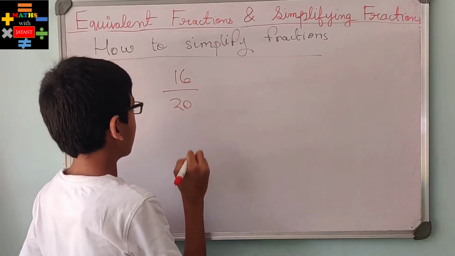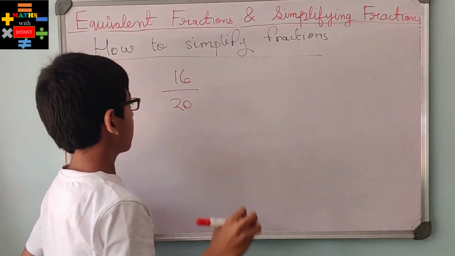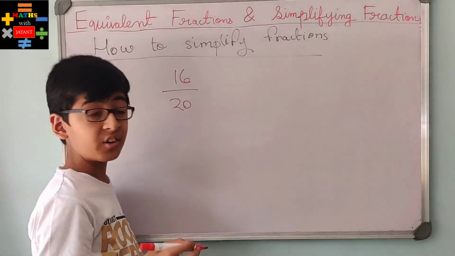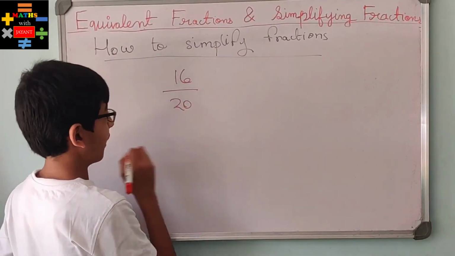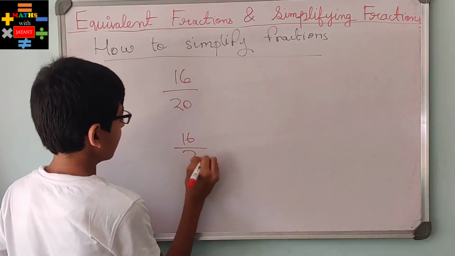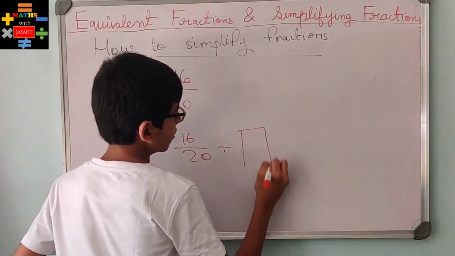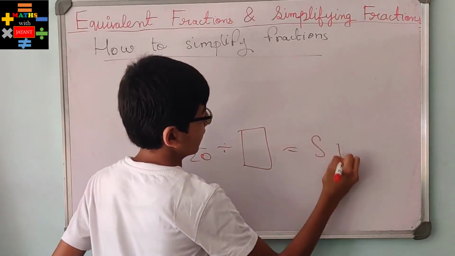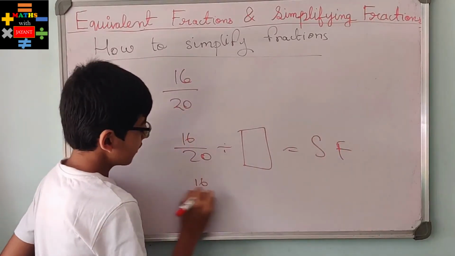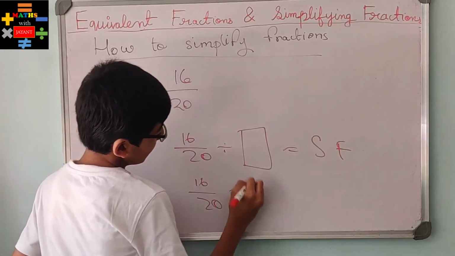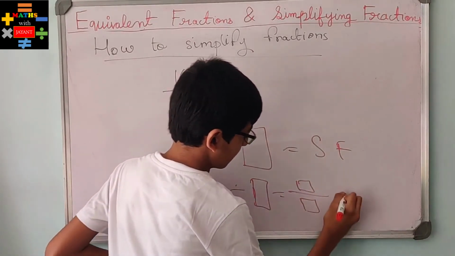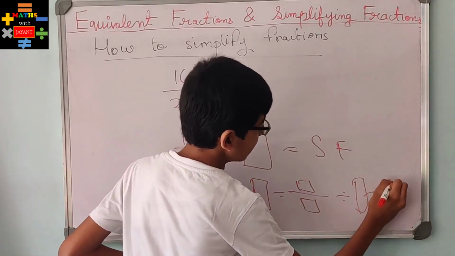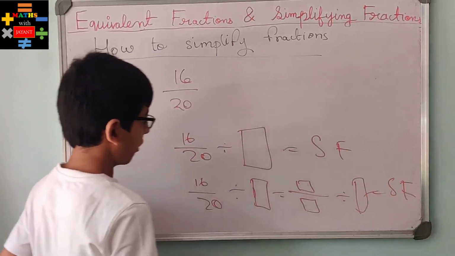16 by 20. So we have taken 16 by 20. Actually, there are two ways of finding a simplified form. First, you just divide by one number and you get the simplified form. Or the other way is that you do repeated divisions, and then you will end up with the simplified form.